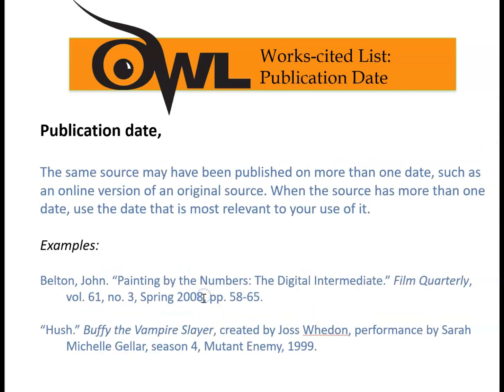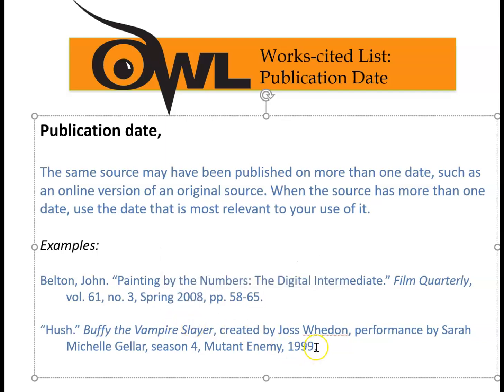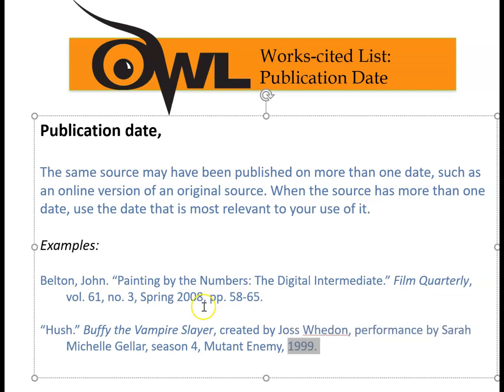You're also going to include the publication date, and usually this is the date that the article was published. If it was a newspaper article or a journal article, there's the date of publication. So you want to include that information in your works cited citation.